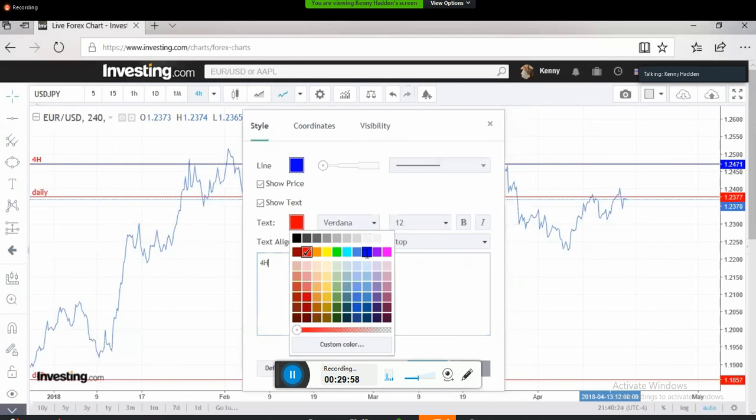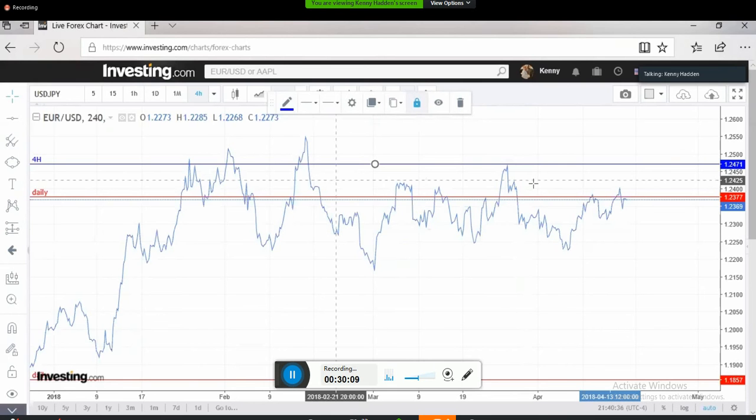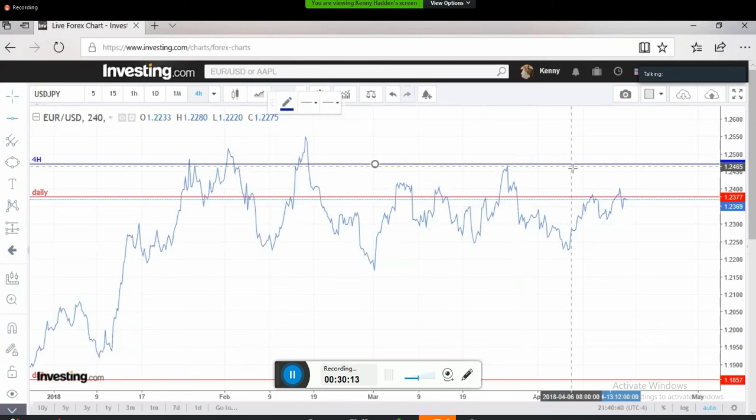I change everything to blue. Now the thing about it is, once you do this, like how I changed it over to blue and added the 4 hour to there, it's gonna do that for every line I draw now. So I don't have to go back in there and do it. So not only are y'all getting trading tips tonight and charting tips, you're getting paint program tips.